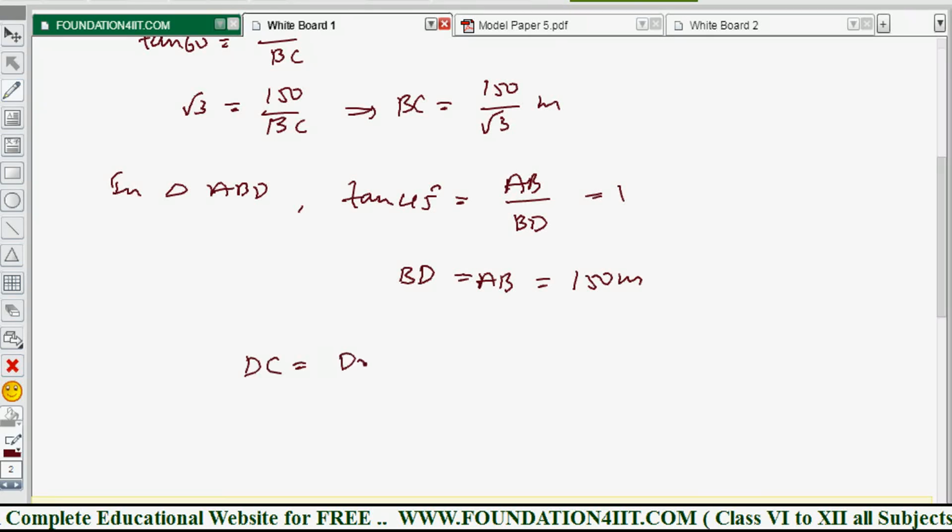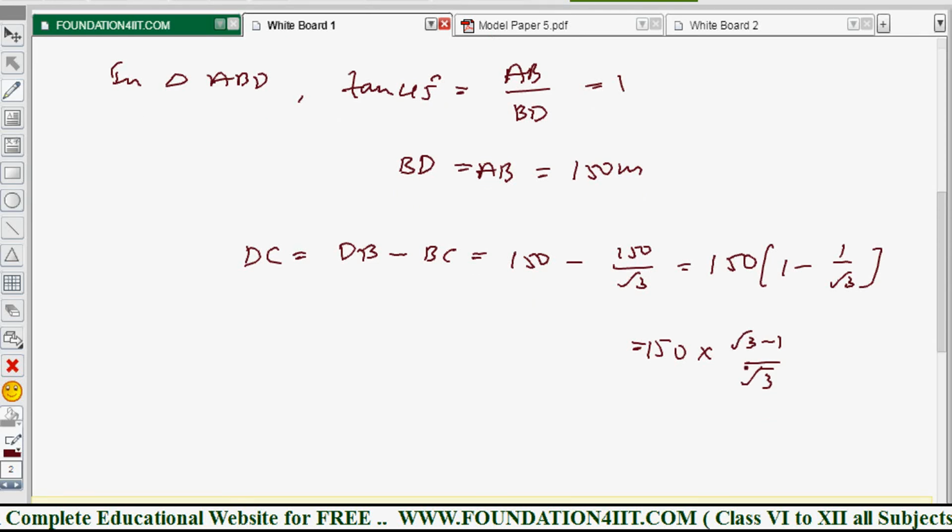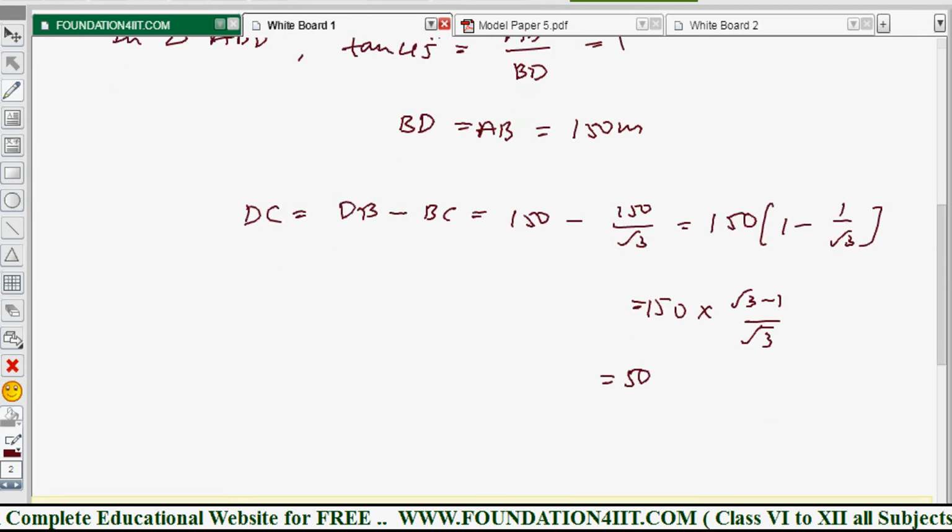So DC is equal to total DB minus BC. So 150 minus 150 by root 3. Take 150 common, 1 minus 1 by root 3. By taking LCM and simplification, 150 into root 3 minus 1 by root 3. By rationalizing the denominator, we will get 150 into 3 minus root 3 by 3, because we just multiply and divide with root 3.